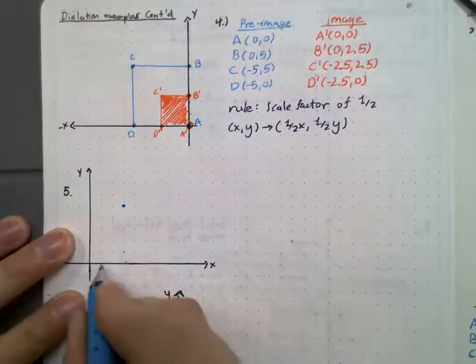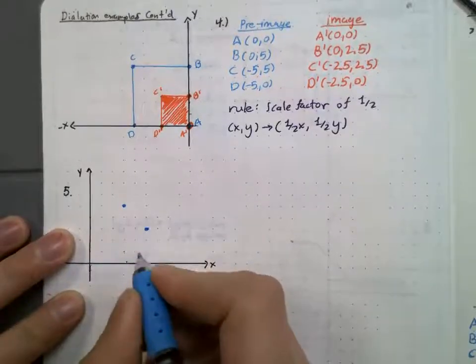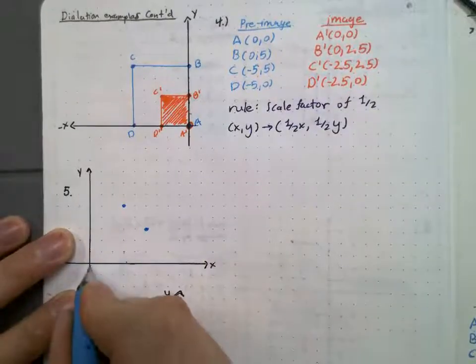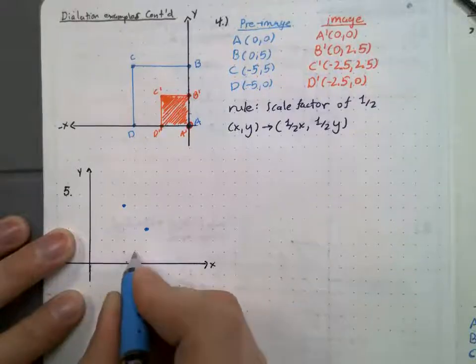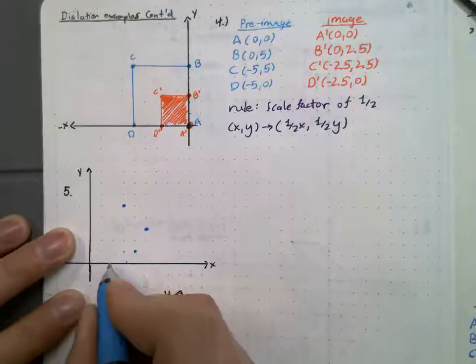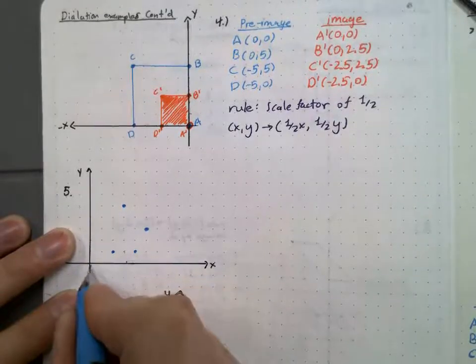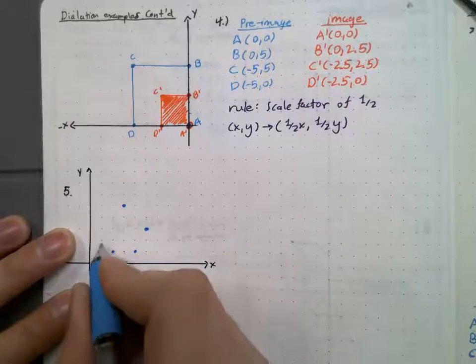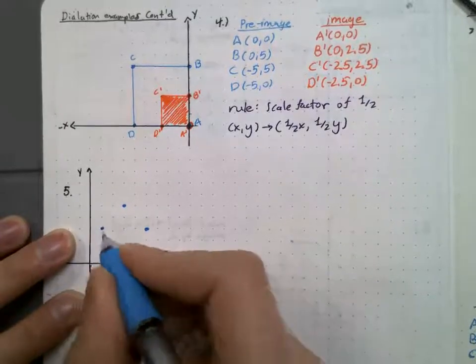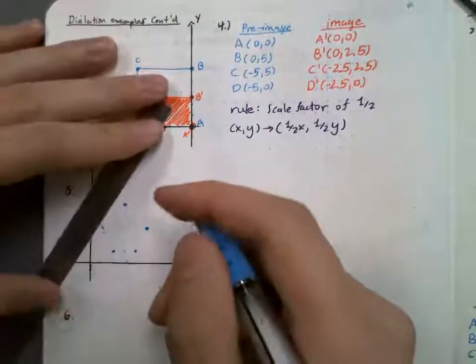B is at 5, 3. 1, 2, 3, 4, 5, up 3. Okay, C is over 4. 1, 2, 3, 4, up 1. D is over 2, up 1. And E is over 1, up 3. 1, 2, 3. Okay. And we connect the lines.